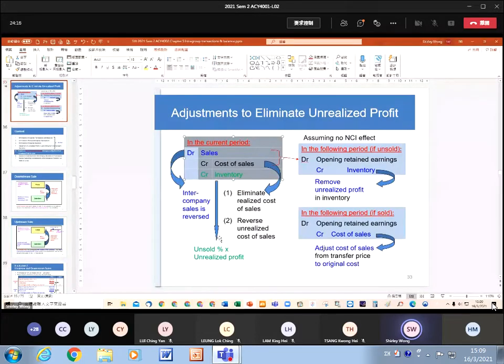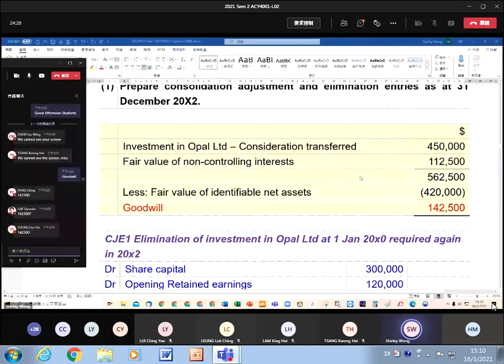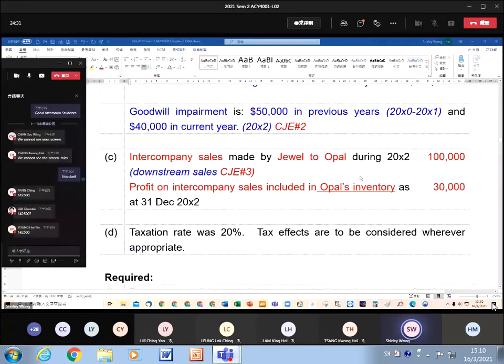And for the inventory, it is the unsold percentage times the unrealized profit. For the sales, that is the sales amount. And then for the cost of goods sold, it is usually the remaining figure. So let's have a look at how to do that. Go back to the questions. During the year, intercompany sales is 100,000, and all of it is still in the inventory. That means 100% is still in the inventory.